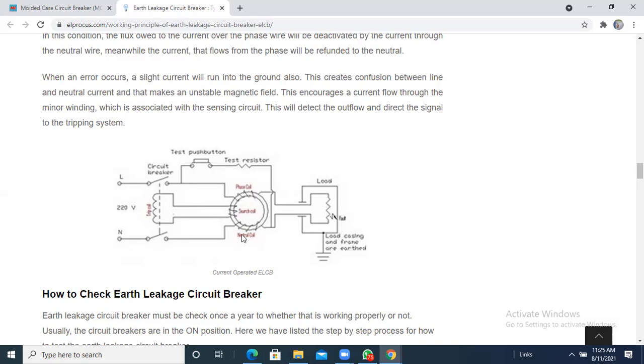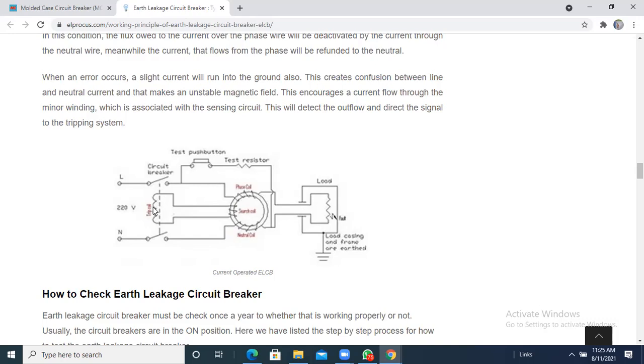This is the phase coil, this is the neutral coil. This phase is connected here. This coil is connected to neutral. In between the phase coil and neutral coil, there is a search coil. The search coil is connected to the trip. These two lines are the circuit breaker. It will open the circuit. When will it open? When there is a fault in the earth, when high impedance is observed and there is a potential difference.